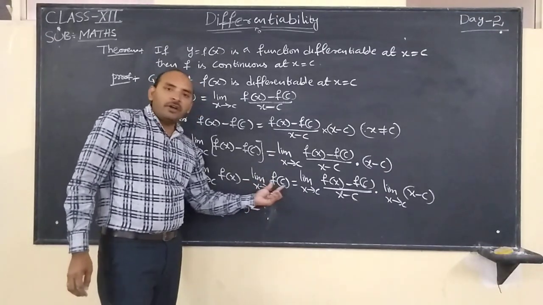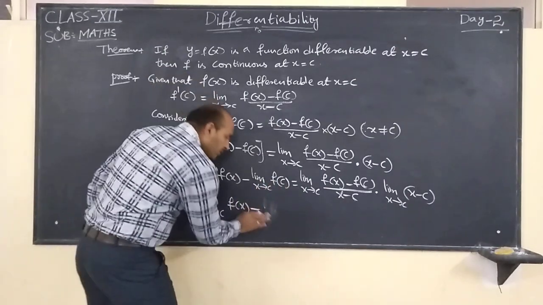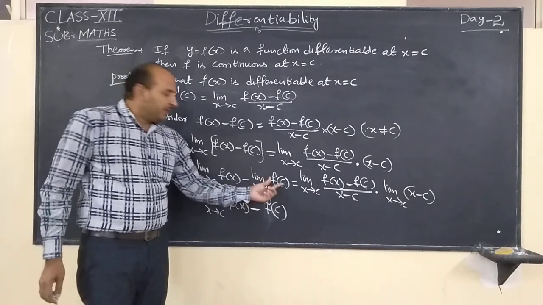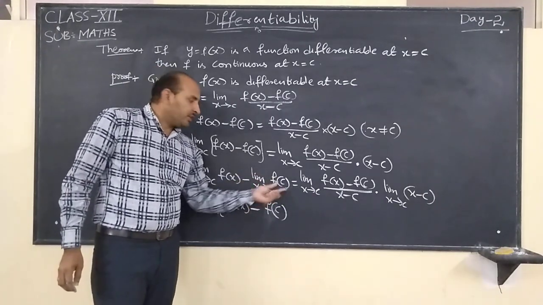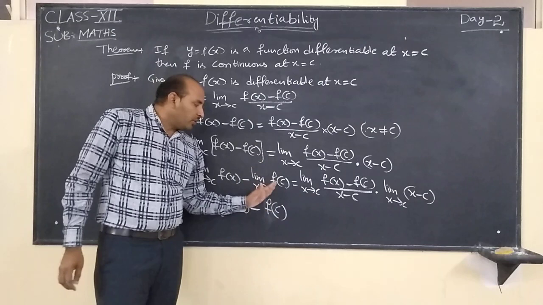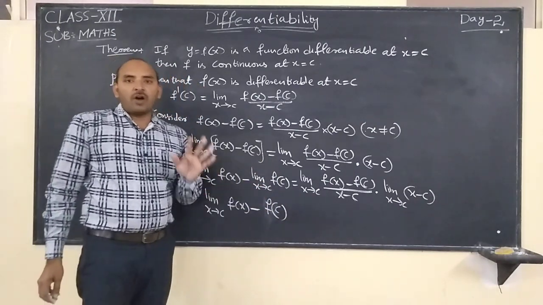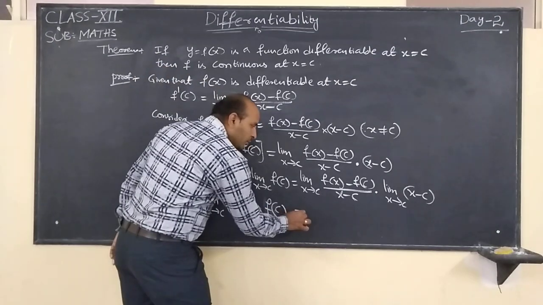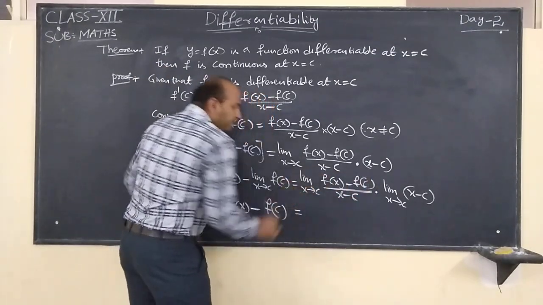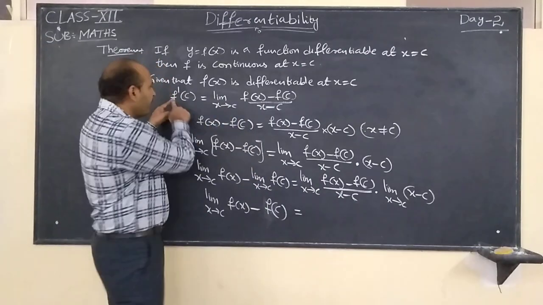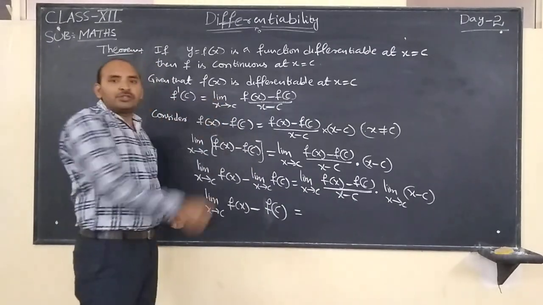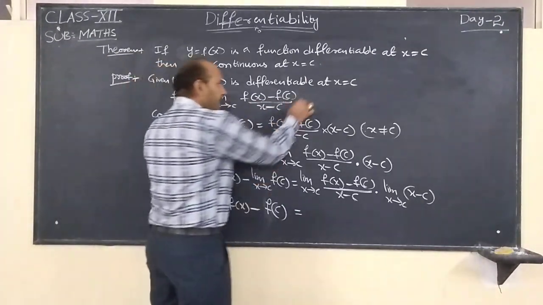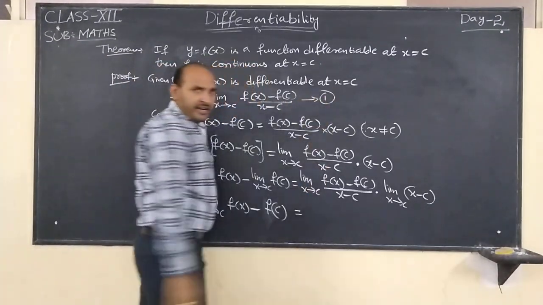So the limit of the constant function is again a constant, f of c, the value when x is equal to c. So the limit as x tends to c of a constant function gives the constant only, f of c. According to the differentiability formula, f dash of c equals limit x tends to c of f of x minus f of c divided by x minus c. Let us take this as equation number 1.